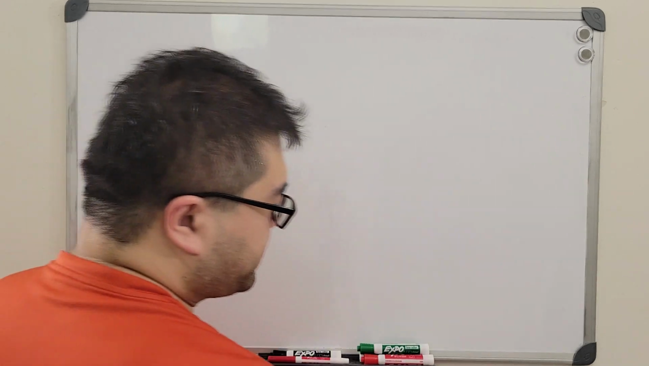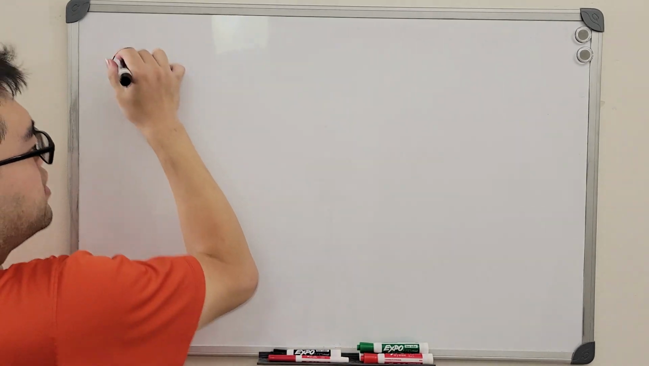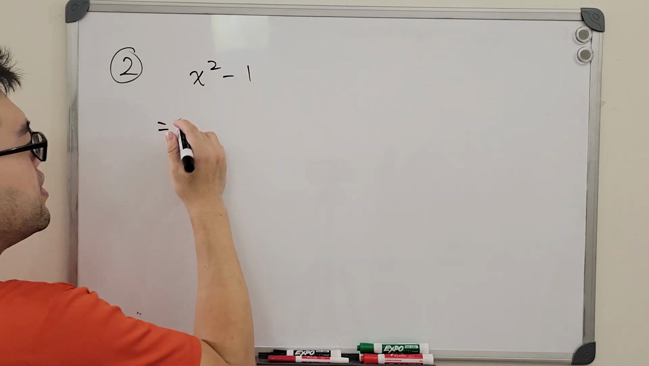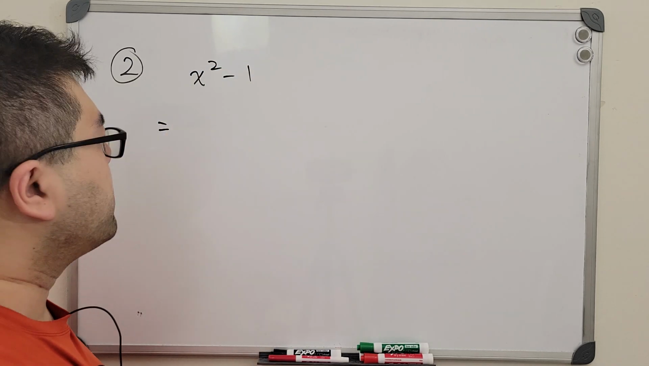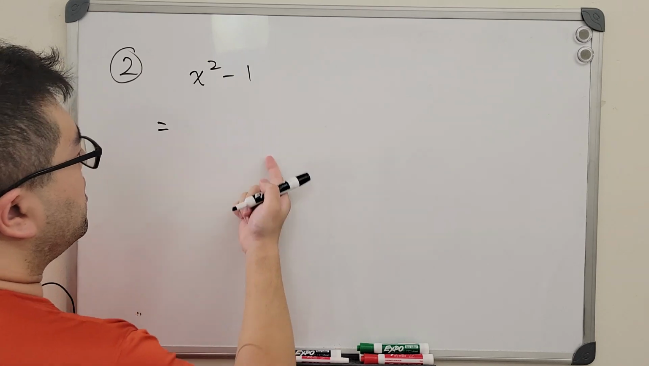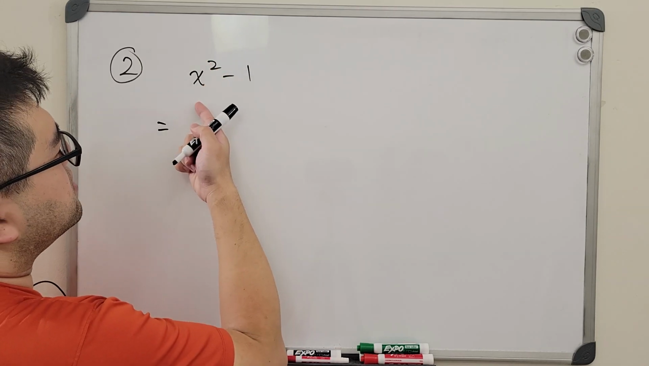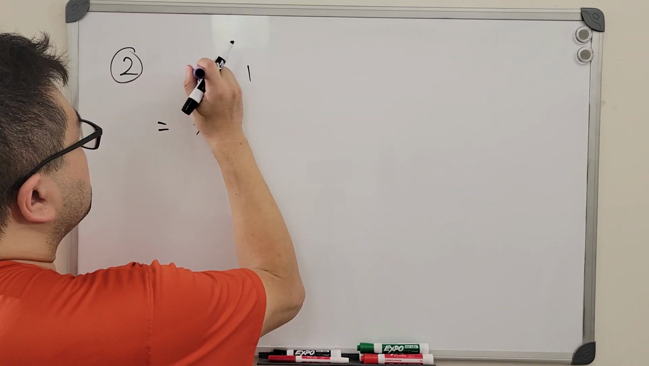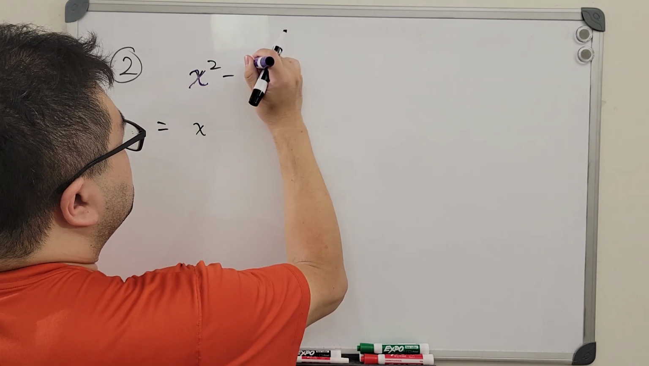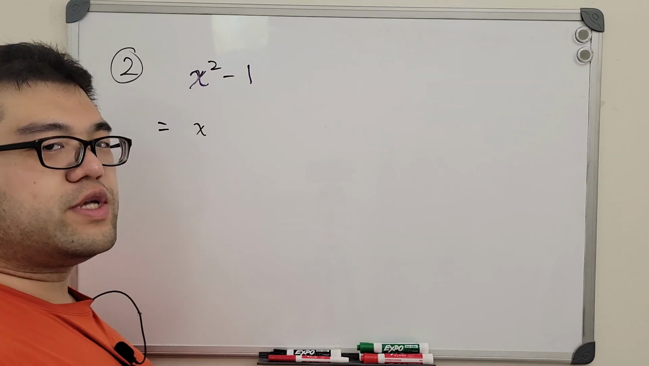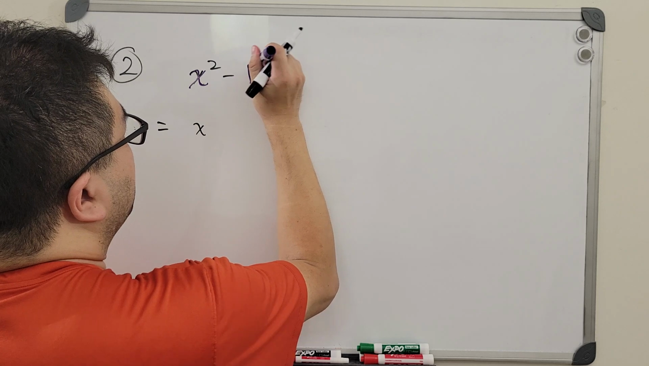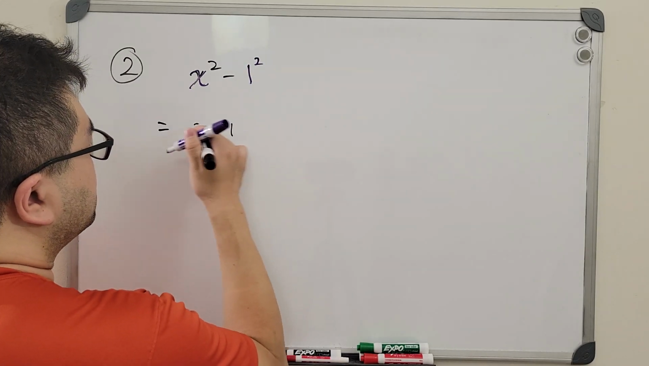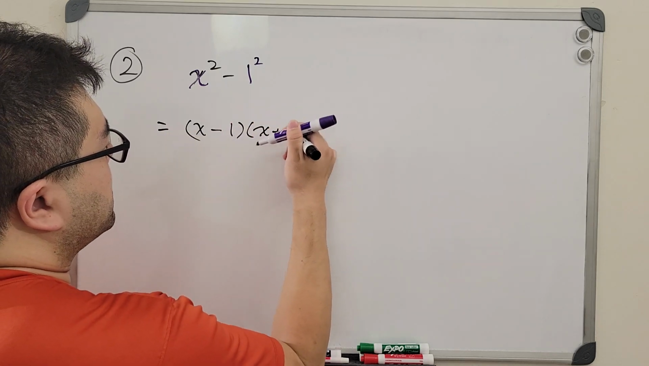Second problem, we are going to use the formula that we just got to factor out the following problem. In this case, what is our A? It will just be x here. And what is our B? Our B is just 1. Since 1 is the same as 1 squared, we can think that our B is just 1 itself. So as we factor out, we get x minus 1 times x plus 1.